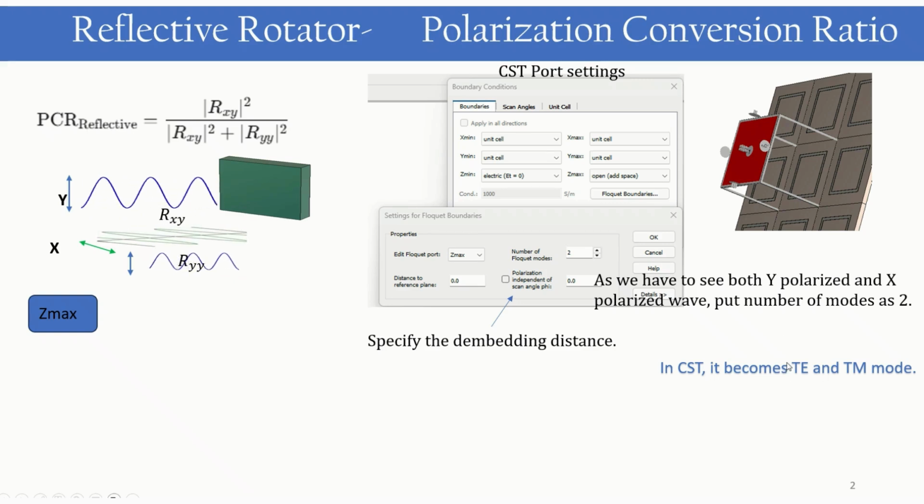In CST, these two modes are known as TE and TM modes. So the X and Y polarized waves are specified as TE and TM in CST. That is so we have to find out the two mode responses. That is why we are using 2 here. So let's find out which mode corresponds to TE or Y polarization.